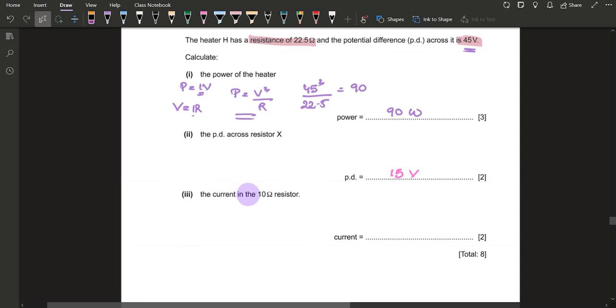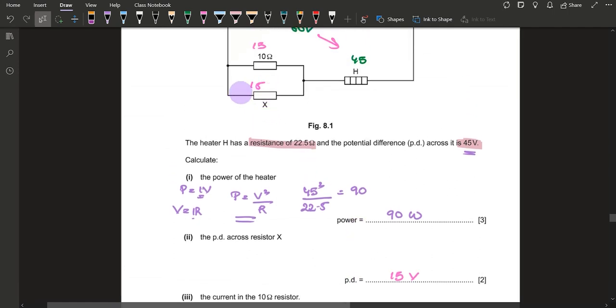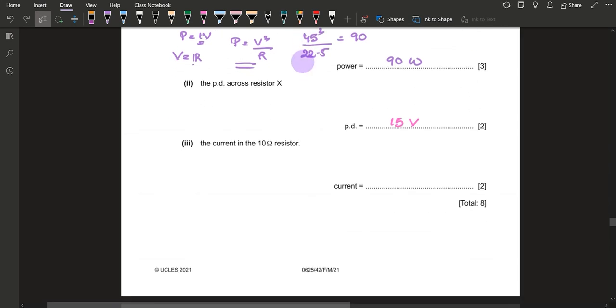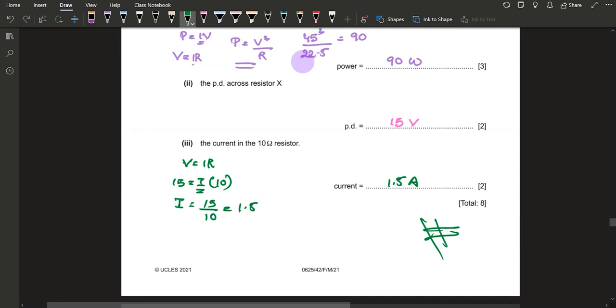Part 3 says the current in the 10 ohm resistor. You have to find that. So here we have our resistance. And here we have our potential difference. So we can use our normal formula, which is V equals IR. We have potential difference as 15. And we have resistance as 10. So we can find out our current, which, if we make I the subject, is 15 divided by 10, which is going to be 1.5. We can write our answer here, 1.5 ampere. And we are done with question number 8.